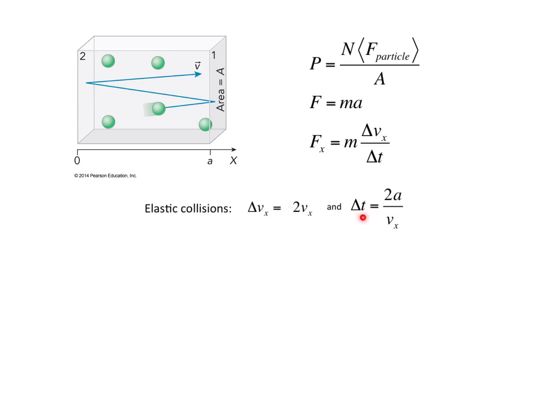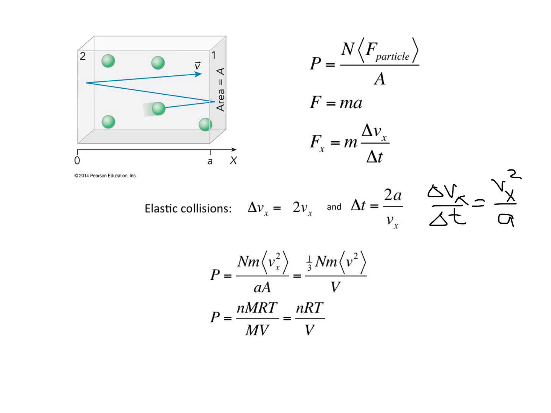The time it takes to make that round trip is the distance traveled divided by the velocity at which it was traveling. The distance that it traveled was 2 times the length of the box, or 2a. Thus, delta Vx over delta t is equal to Vx squared divided by a. And now we're ready to put this all together into our pressure equation.